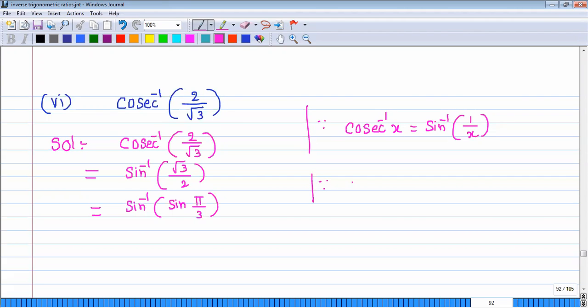We have the formula sine inverse of sine theta equals theta, but provided theta must belong to what? Closed minus pi by 2 comma pi by 2. Understood now? Then only we write theta. Check this: 60 degrees belongs to the above interval only. So we can write pi by 3. Answer is pi by 3.